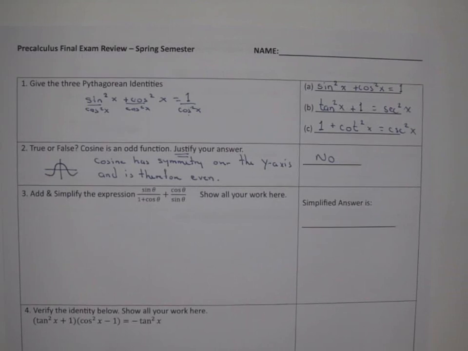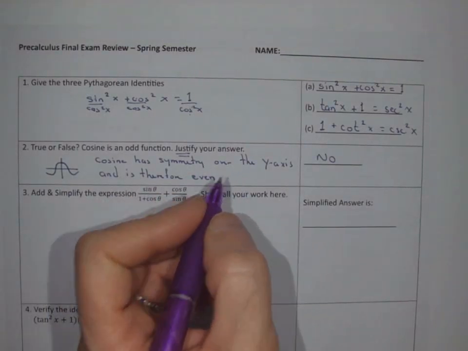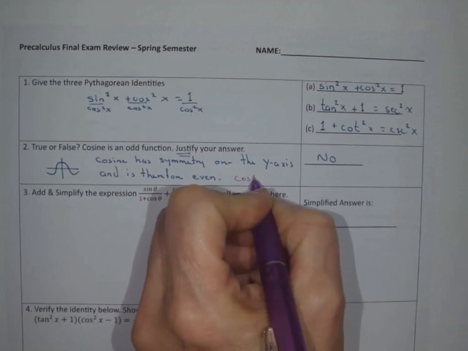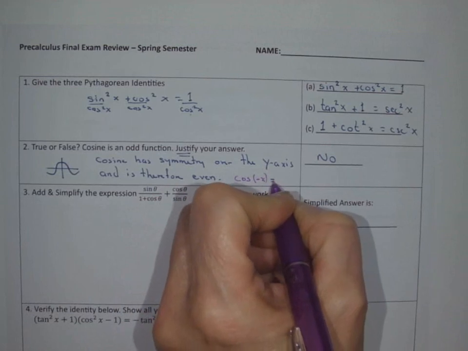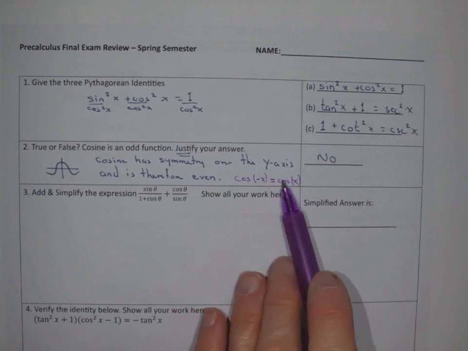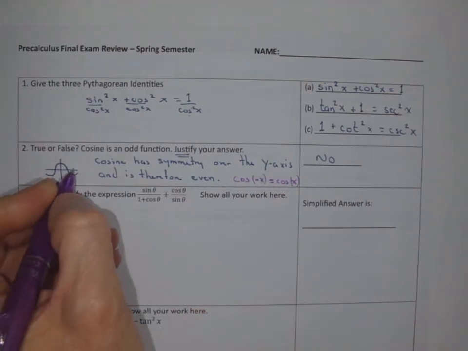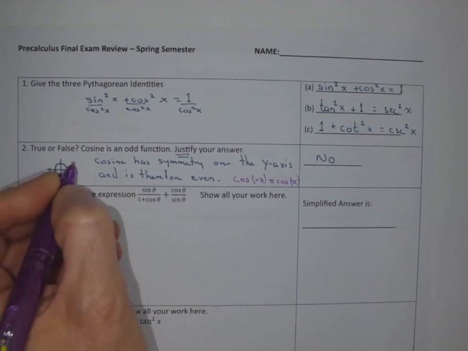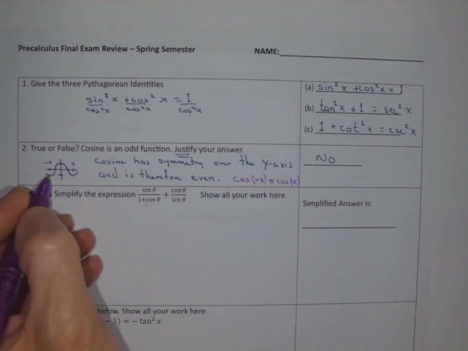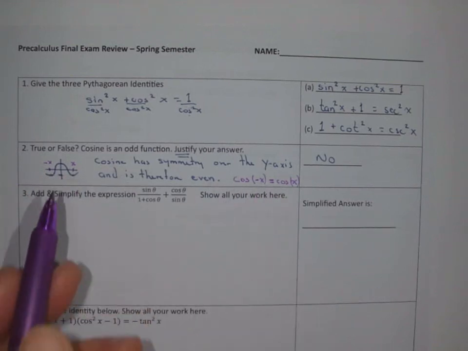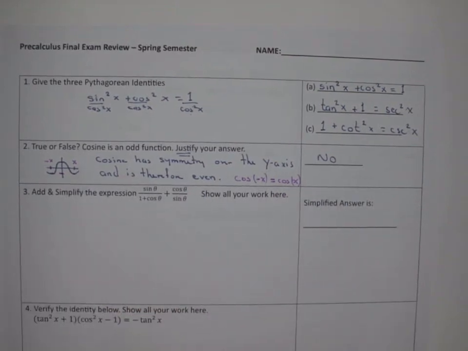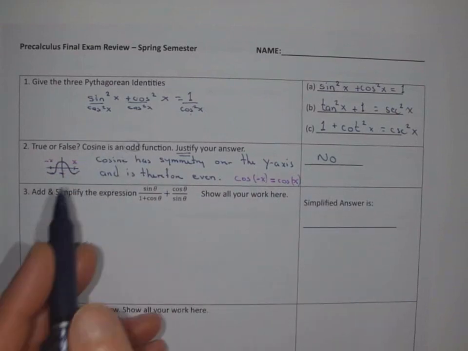And another way you can show that, if you wanted to just use identities, you could say that the cosine of a negative angle is equal to the cosine of that angle, right? So that just shows that for two opposite x values, if I pick an x right here and the opposite x will be there, I would have the same y value. That will definitely be for an even function. Okay, so no, it is not odd, and here is the reason why.